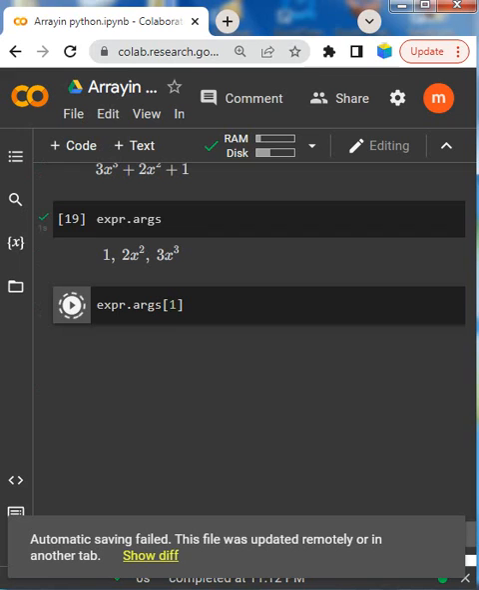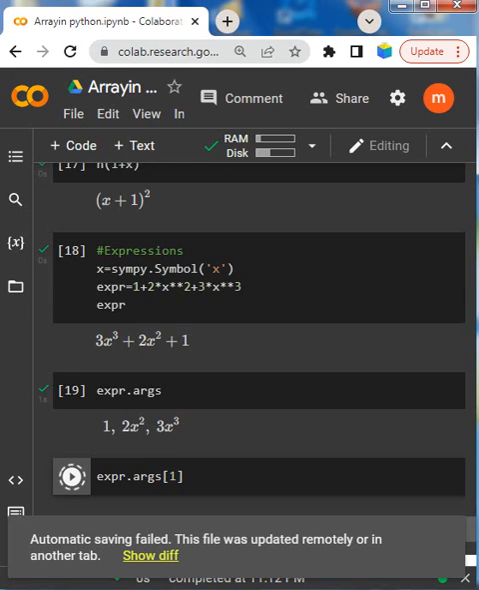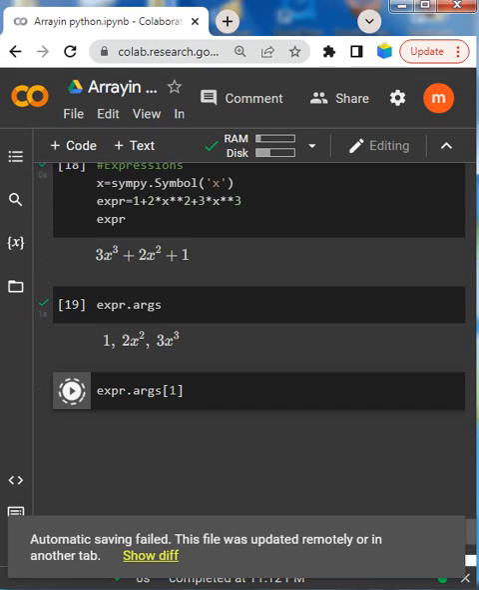It gives the second one, which I think is 2x square, because in Python indexing starts from 0. So we can get the output 2x square from the arguments. So this is a way we can easily express it.